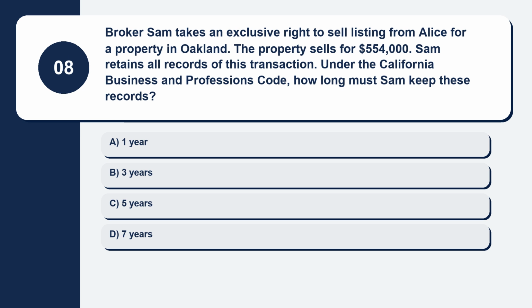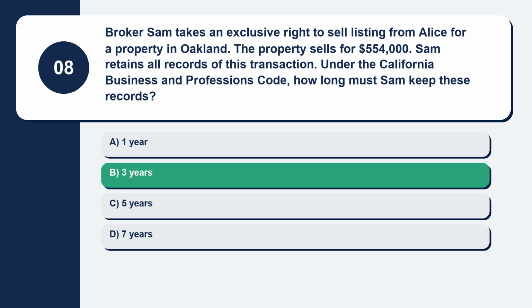Question 8. Broker Sam takes an exclusive right to sell listing from Alice for a property in Oakland. The property sells for $554,000. Sam retains all records of this transaction. Under the California Business and Professions Code, how long must Sam keep these records? Here are your options. Option A, 1 year. Option B, 3 years. Option C, 5 years. Option D, 7 years. The correct answer is option B, 3 years.